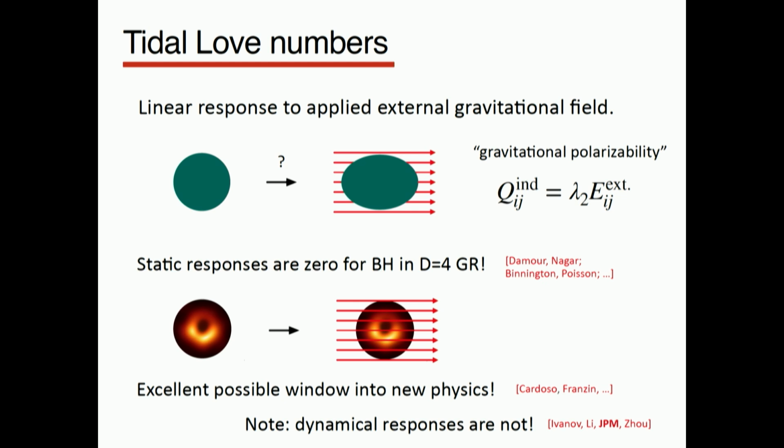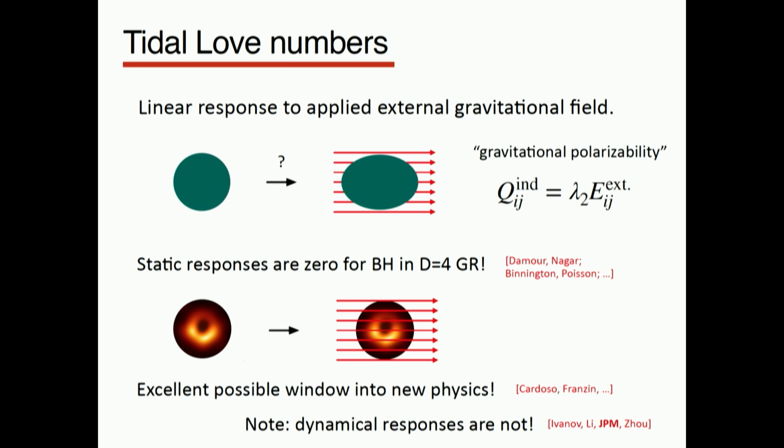So this is the linear response of one of these objects to an external field. This leading coefficient tells you about the linear static response. I just put this object in a constant external gravitational field, and I ask, what is the induced quadrupole moment? How does it deform? And there's this very nice fact that in 4 dimensions, these static tidal responses, actually not only the quadrupolar, but for any multipole number, are exactly 0.